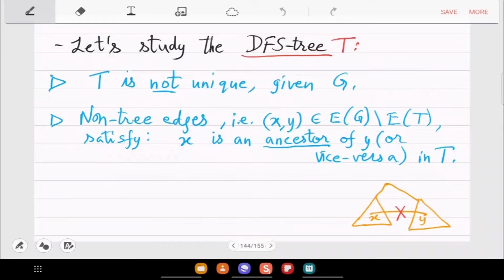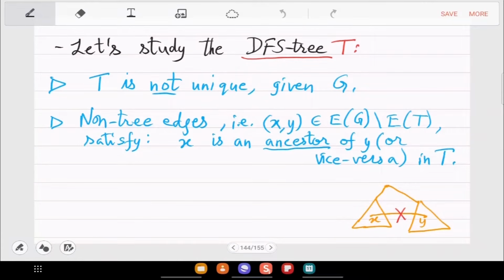We have shown that DFS overall takes just linear time, n plus m, and we want to study the DFS tree. So the red edges give you the DFS tree. This was not implemented in the pseudocode. The tree part is not implemented yet, but there is an implicit tree in the execution anyways.